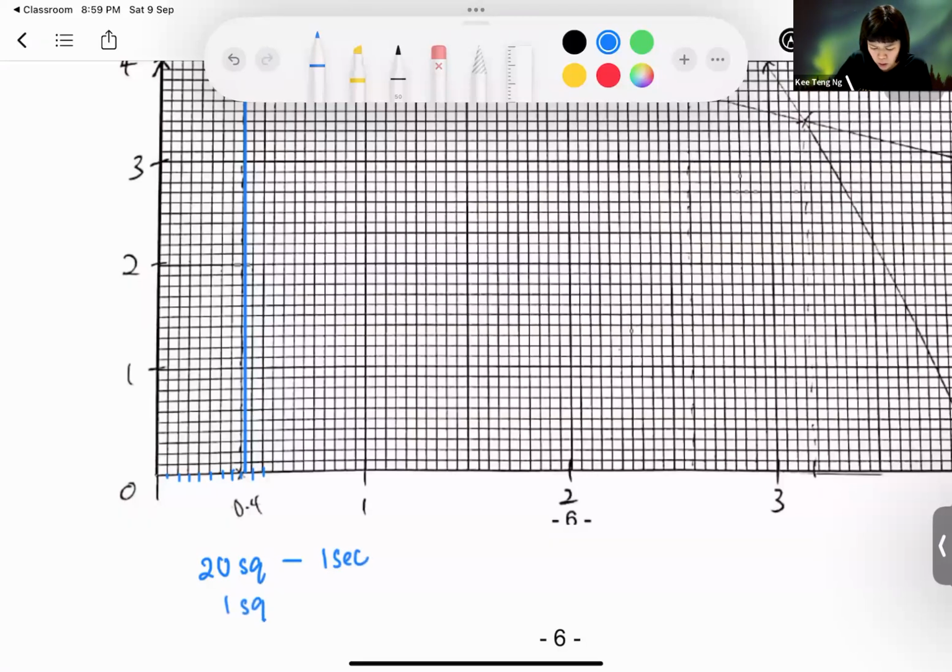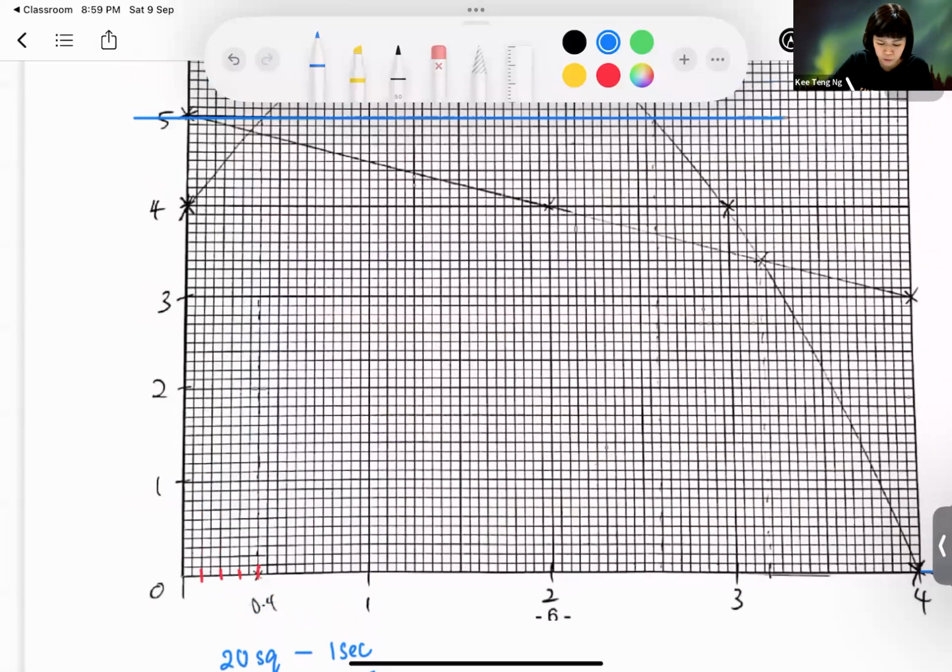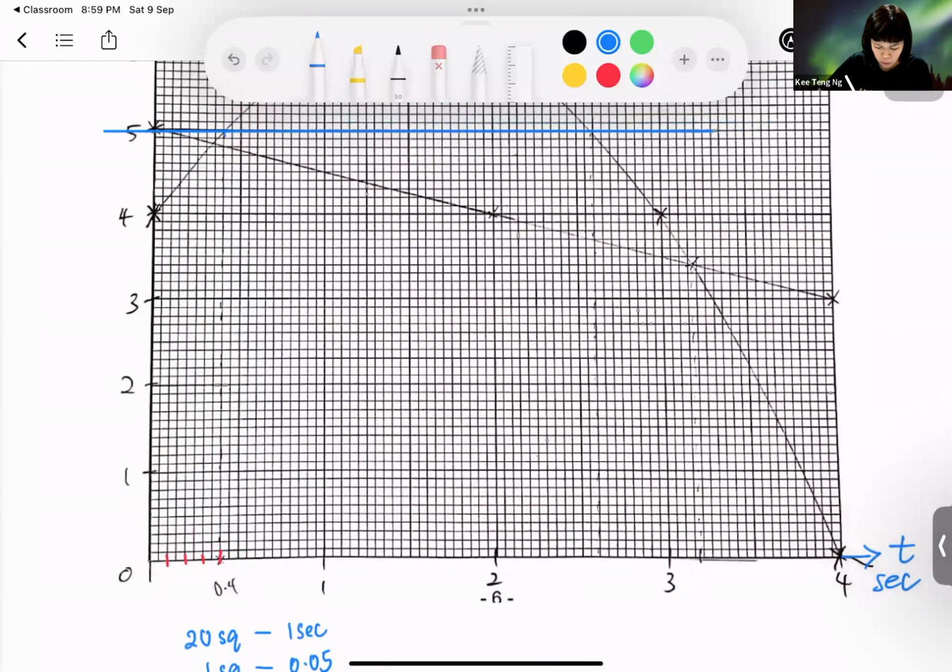Then 1 square will represent 1 divided by 20, 0.05. So 2 squares represent 0.1. So 2 squares represent 0.1. That will give you 0.1, 0.2, 0.3, 0.4. So that's how the teacher gets the answer for this portion. So practice how you read your graph, the scale units.